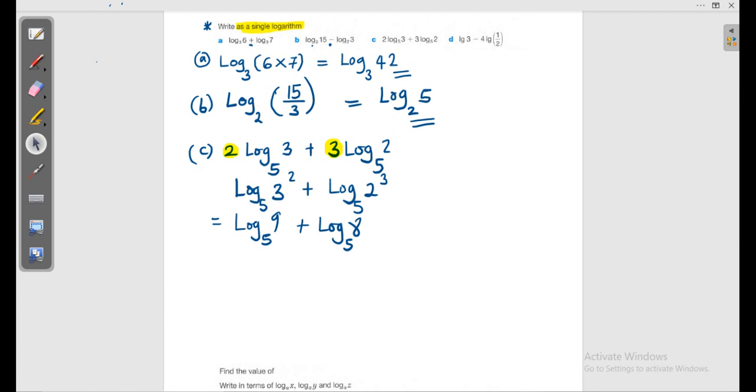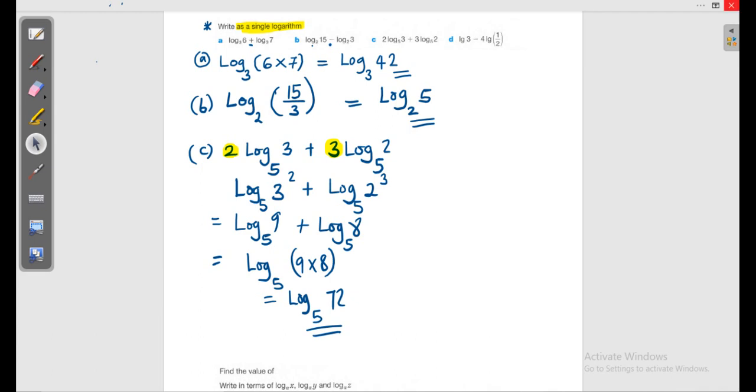So at this junction now, don't say the answer is log 17 base 5. That is not right. It's addition, same base. When we combine them, it becomes multiplication. So that gives us log 9 times 8 base 5, which gives us log 72 base 5.